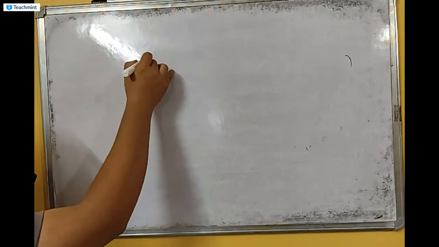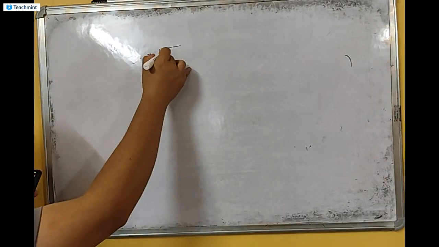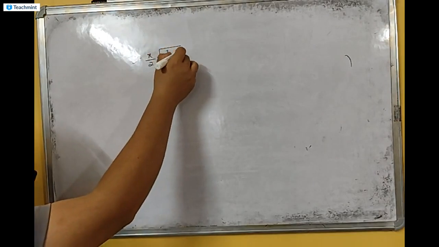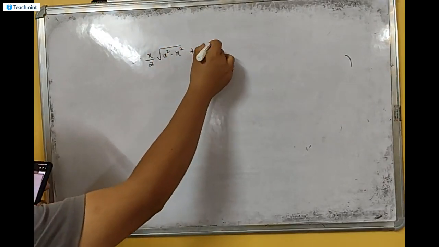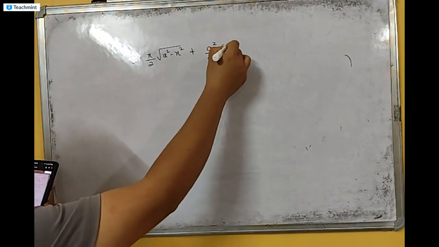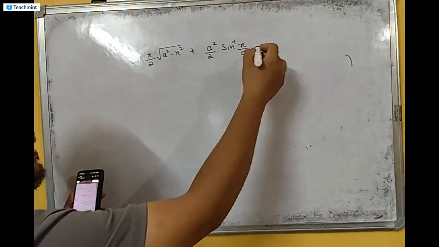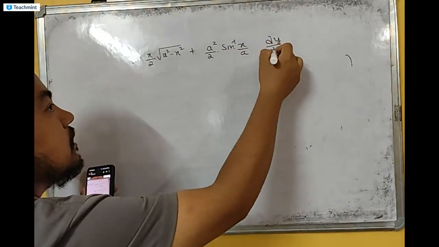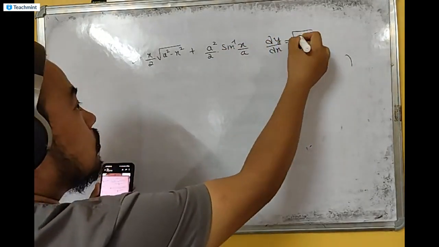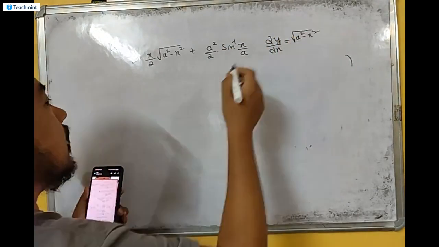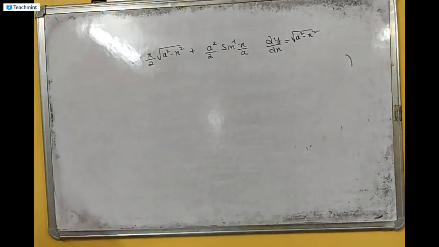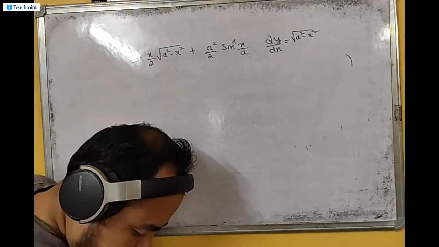y equal to x by 2 under root a square minus x square plus a square by 2 sine inverse x by a. I have to show that dy by dx is equal to under root a square minus x square. So I have to show this. Is it clear?